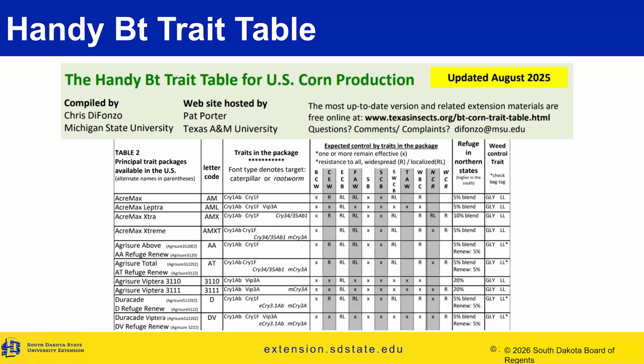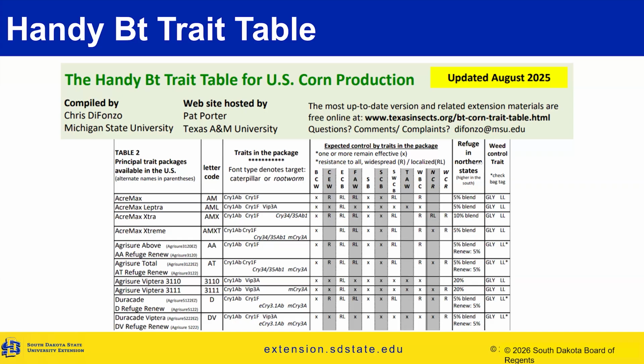If it still is effective, it'll have an X. If it's resistant, the insect that is resistant, it'll have an R. If there's localized resistance, an RL. But you can go through and kind of tease apart. If you see the R or the RL, feel free to contact me. We can visit about if it's an issue in South Dakota. But for the most part, everything still works pretty good here.